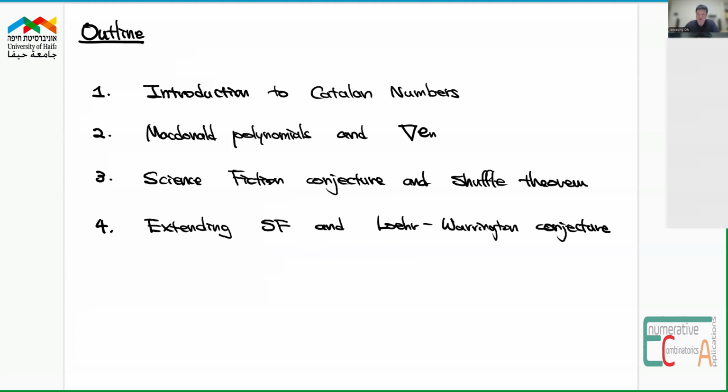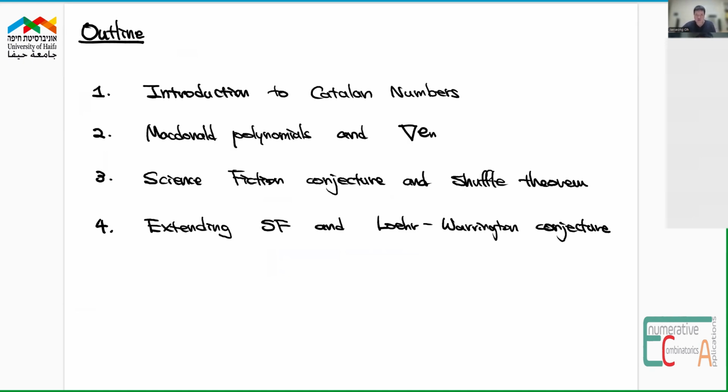Here's the outline of my talk. Let me start with an introduction to Catalan numbers and the q,t-Catalan number. Then in the second section, I'll explain the appearance of the q,t-Catalan number in Macdonald polynomials and this mysterious symmetric function nabla e_n. Then I'll finally introduce the science fiction conjecture and its relation to the shuffle theorem or nabla e_n.